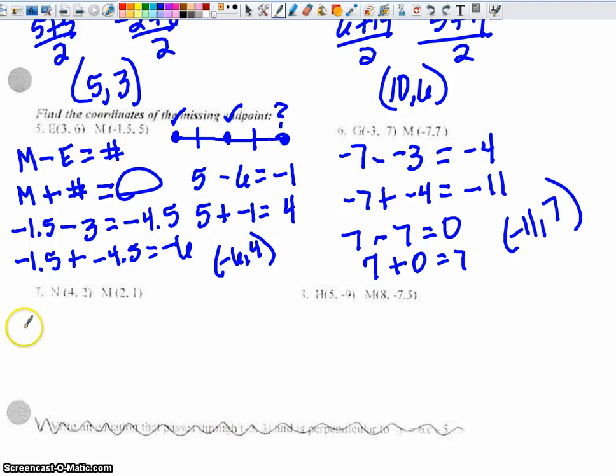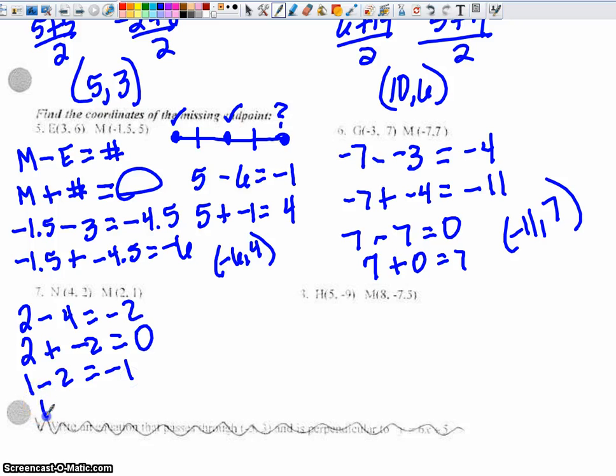Looking at number 7, midpoint of x is 2 minus endpoint is 4. 2 minus 4 is negative 2. Midpoint plus what we got, which is negative 2. 2 plus a negative 2 is 0. That's your new x. Do it again for y. 1 minus 2 is negative 1. 1 minus a negative 1 is not 0. 1 minus a negative 1 is 2. So 0 comma 2 is your missing point.